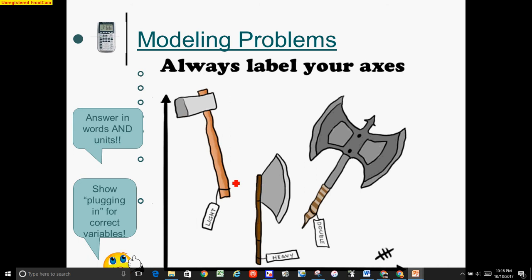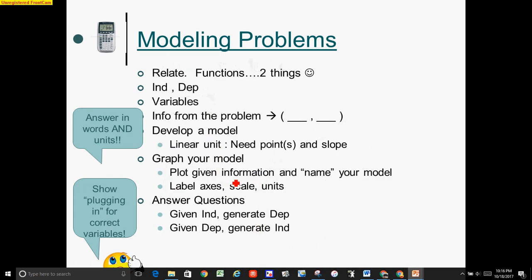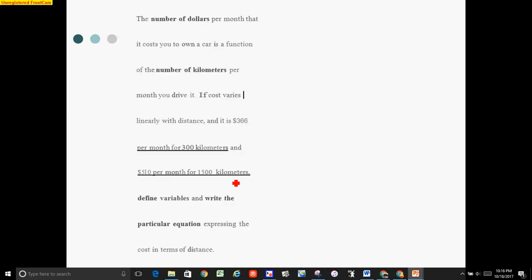Alright, so you had these notes, so hopefully you have taken these notes, and now with the handout that the substitute has given you, this is our first problem. So notice I've bolded some things here.